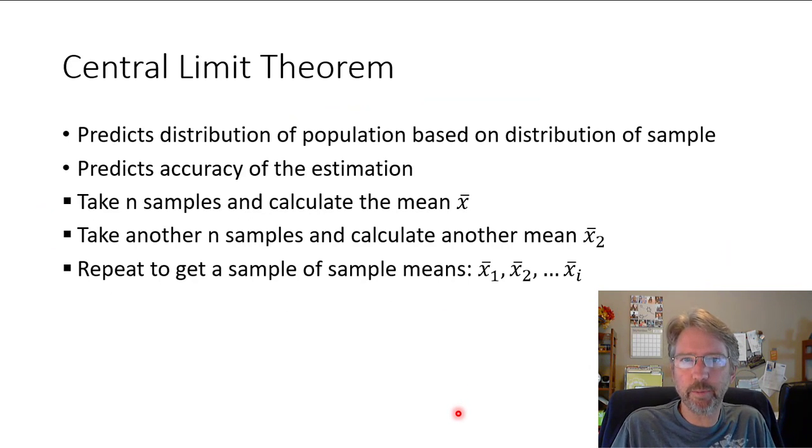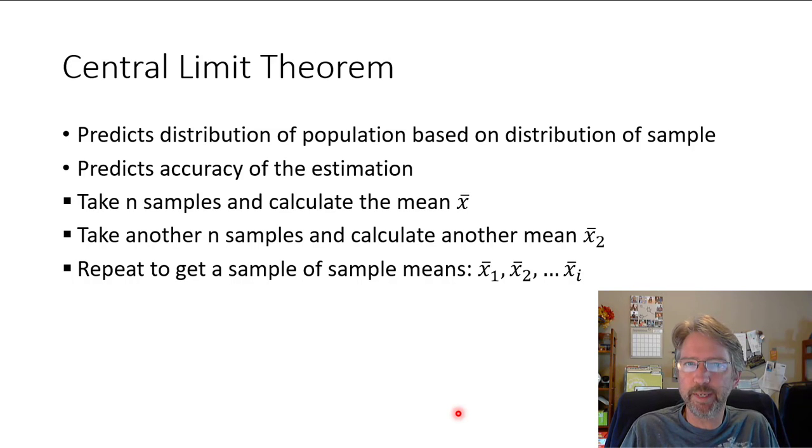So this estimate that we want of the accuracy of our mean, or our average, comes from the central limit theorem. It's used for a lot of things in statistics, and it predicts the distribution of a population based on the distribution of a sample. So you can use it for predicting the accuracy of estimations, like we're going to use it here.